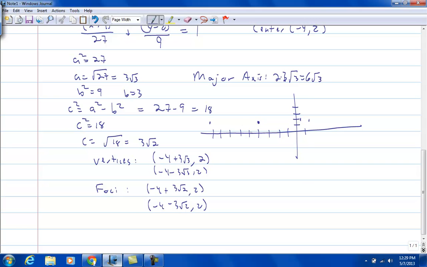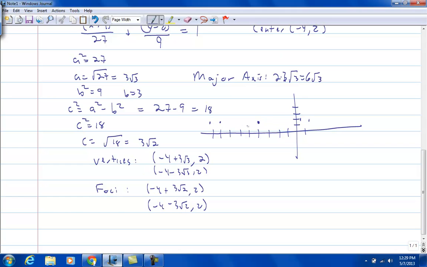I got to draw these a little higher, I think. 2, 3, 4. And then for, let's see, we have foci, vertices, and center. I think we found everything we need to find. We got the center, the foci, and vertices.